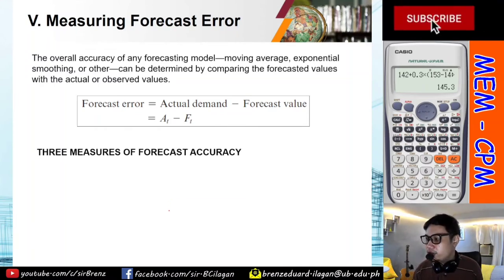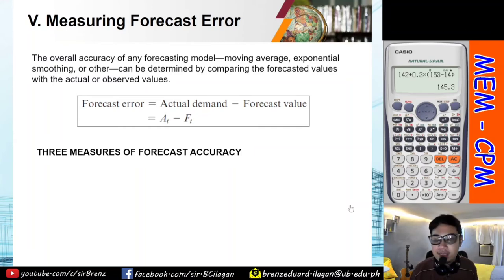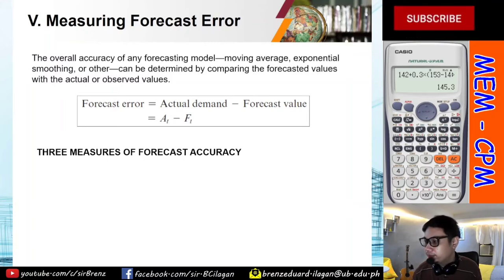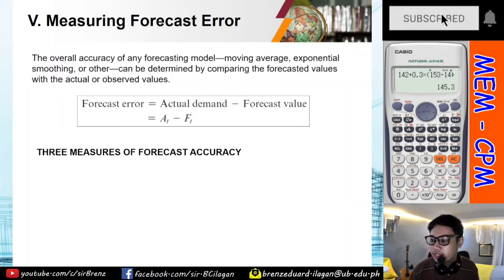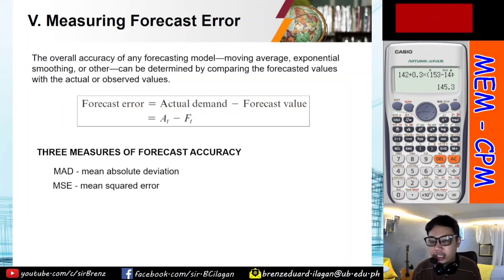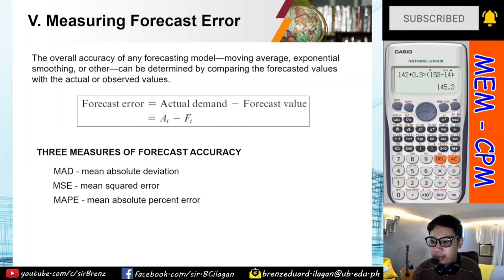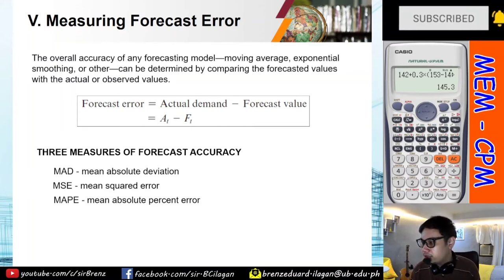Several measures are used in practice to calculate the overall forecast error. These measures can be used to compare different forecasting models as well as to monitor the forecast to ensure they are performing well. Three of the most popular measures are the mean absolute deviation, or the MAD, the mean squared error, also known as the MSE, and the third one, the MAPE, or the mean absolute percent error.